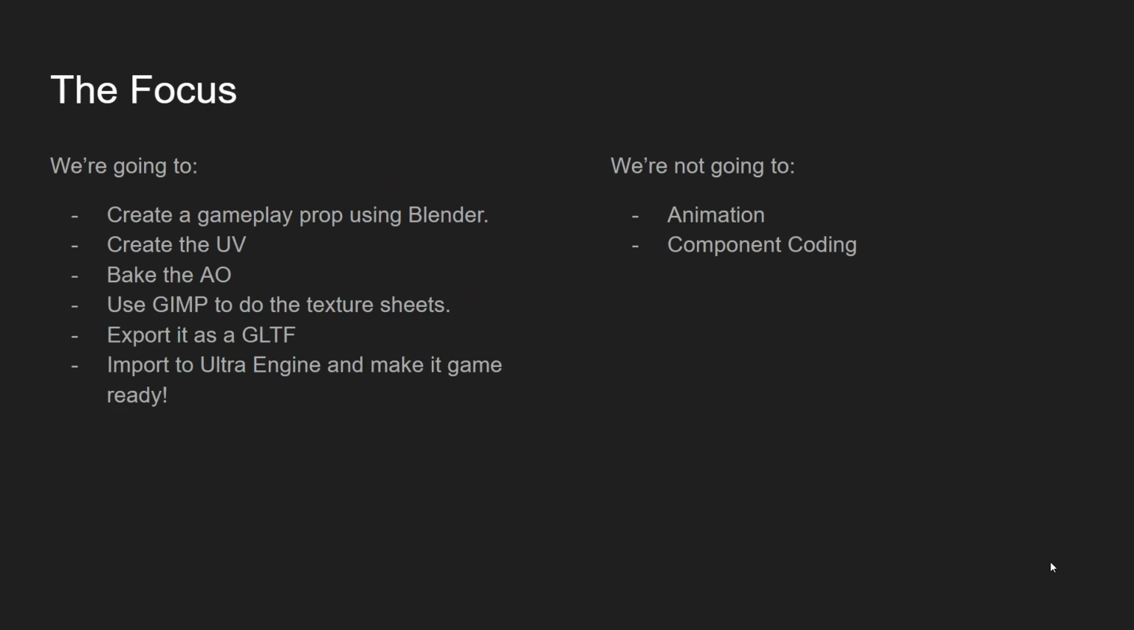All right. So the focus: we're gonna create a gameplay prop using Blender. We're gonna create like a little switch lever thing. We're gonna create the UV. We're gonna bake the AO. We're gonna use Gimp to do texture sheets, and we're gonna export it to GLTF. And then we're gonna import to Ultra Engine and make it game ready. What we're not gonna do, we're not gonna touch animation, and we're not gonna do any programming because otherwise it's gonna be really long. And some people want it in Lua, some people want it in C++, so we're just not gonna do that today.